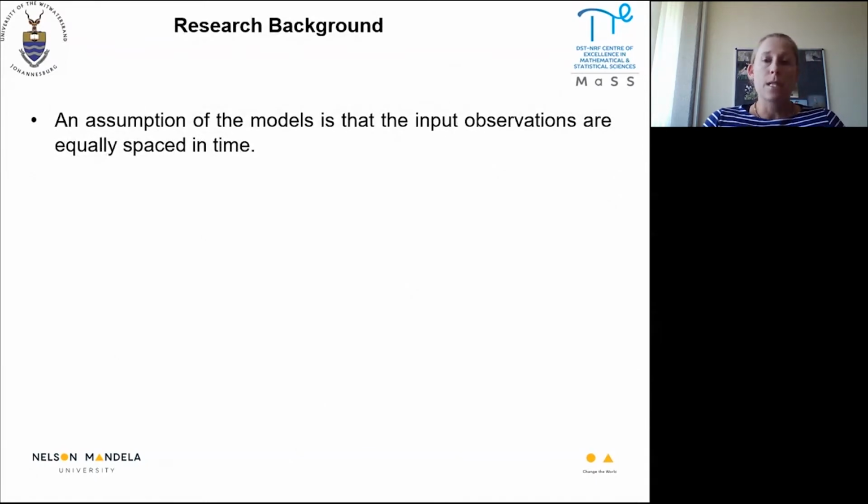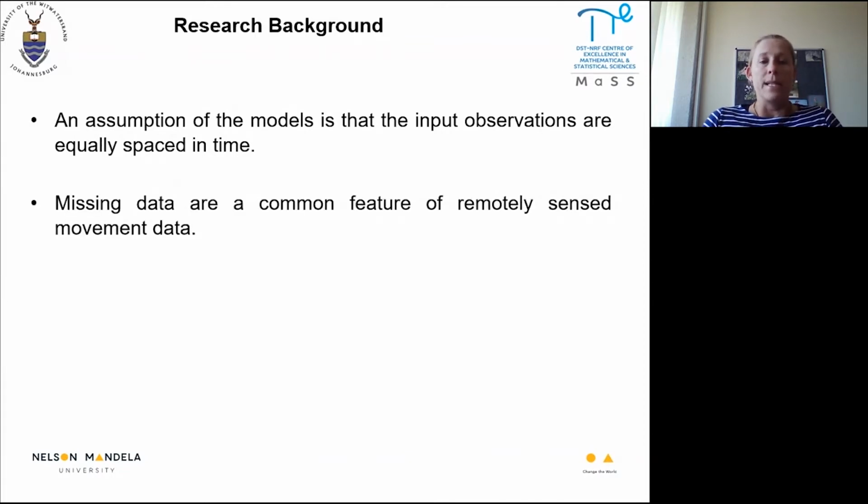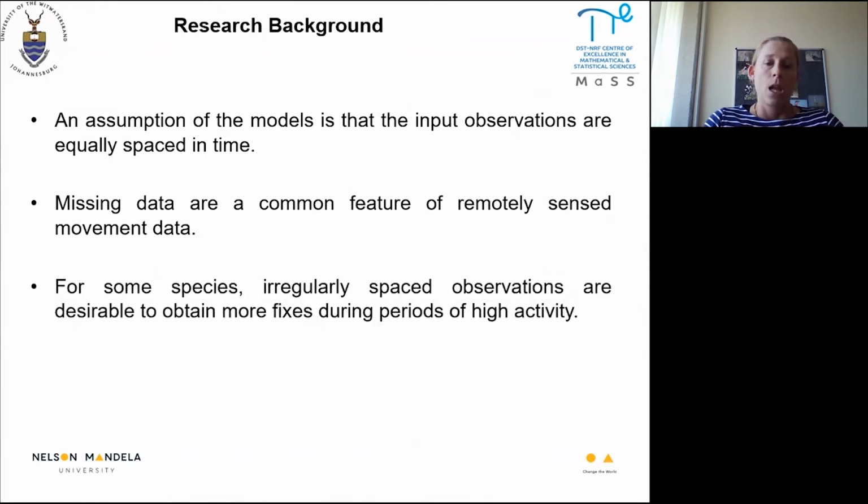So with this particular work that we did, an assumption of the model is that the input observations are equally spaced in time. So in other words, the collar would record a location every hour consistently. However, missing data are a common feature of remotely sensed movement data. So ideally, we'd like to have these very regularly spaced locations. In fact, that often is not the case.